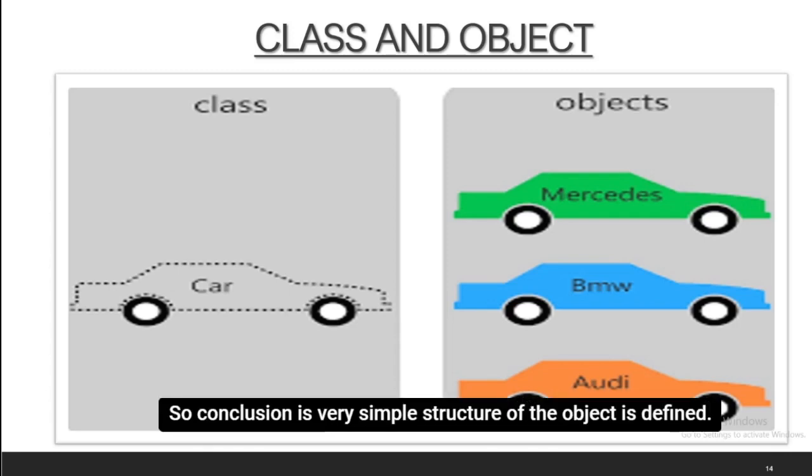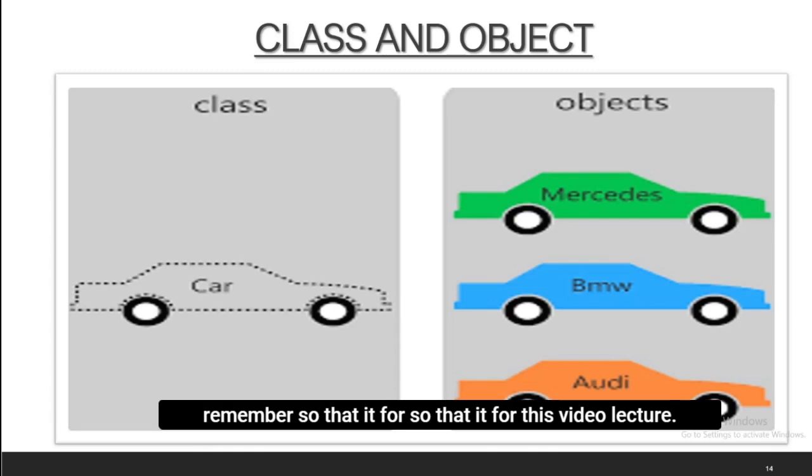So the conclusion is very simple. Structure of the object is defined inside the class and the function of the object is defined inside the method. Method is placed inside the class, and using the class object we can call the method. Method is always called by the object, remember.